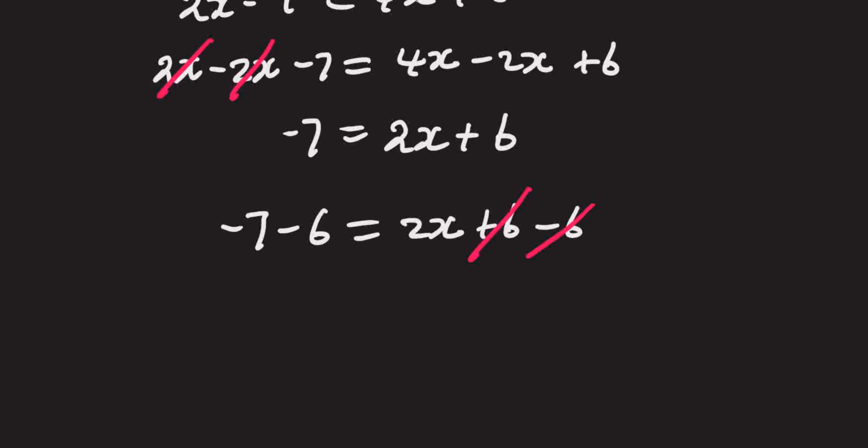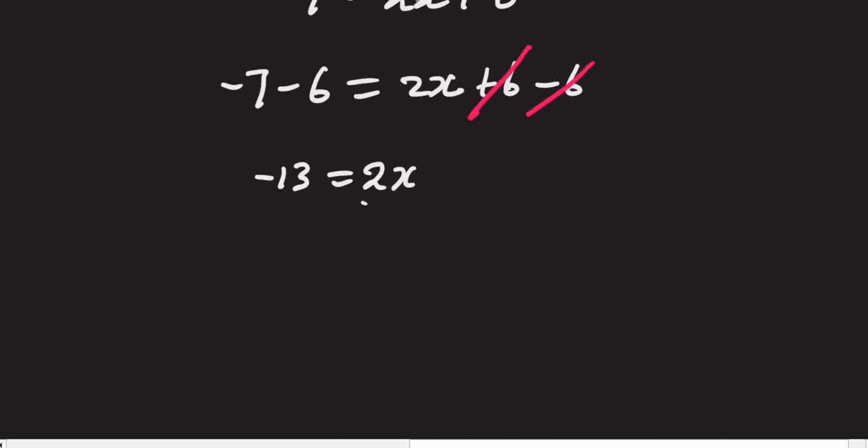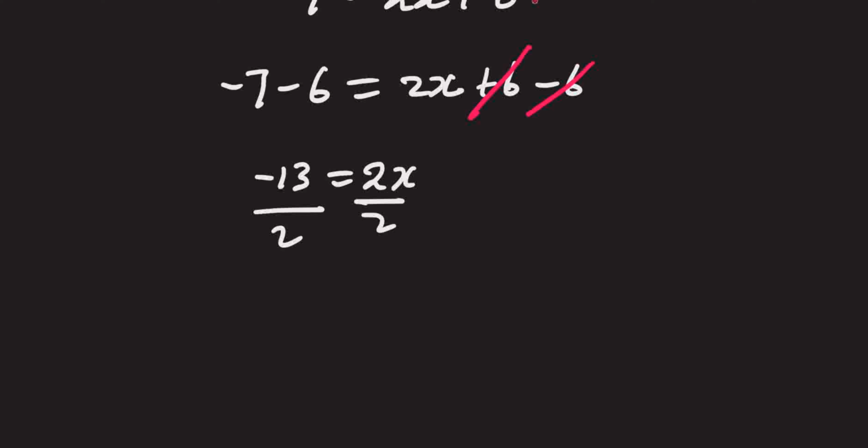So negative 7, negative 6 will give us negative 13. So we have negative 13 is equal to 2x. Now divide both sides by 2, and 2 is going to cancel 2 from here, and negative 13 over 2 is equal to x, or x is equal to negative 13 over 2.